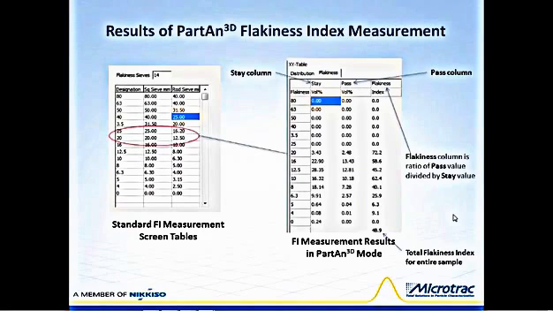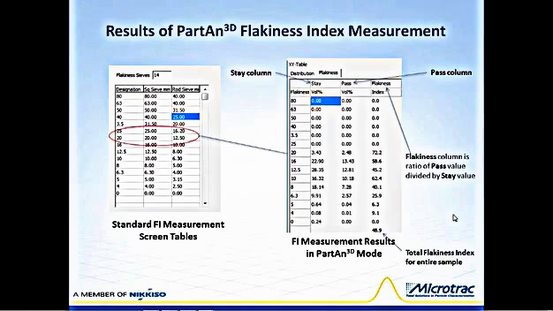These are the results of the PartAn 3D analysis for flakiness index. The table on the left lists columns of the screen designations and the size in millimeters of the square-holed screens used in the first screening operation. And the third column lists the rod sieve sizes in millimeters. All results are given in the table to the right.